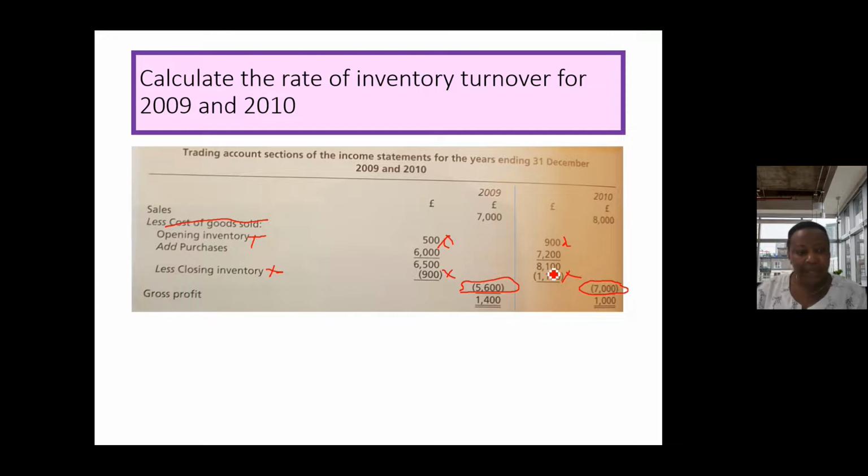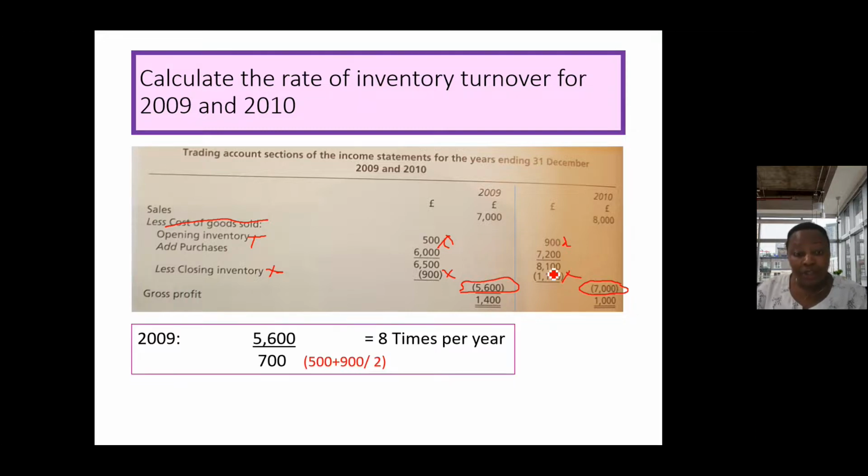So in 2009, our inventory turnover is cost of sales, which is 5,600, divided by average inventory. How did we get our average inventory again? We add 500 plus 900, and that gives us 1,400. We divide that by 2 and we have 700. So 5,600 divided by 700, we have 8 times per year. So the inventory is being turned over 8 times per year in 2009.